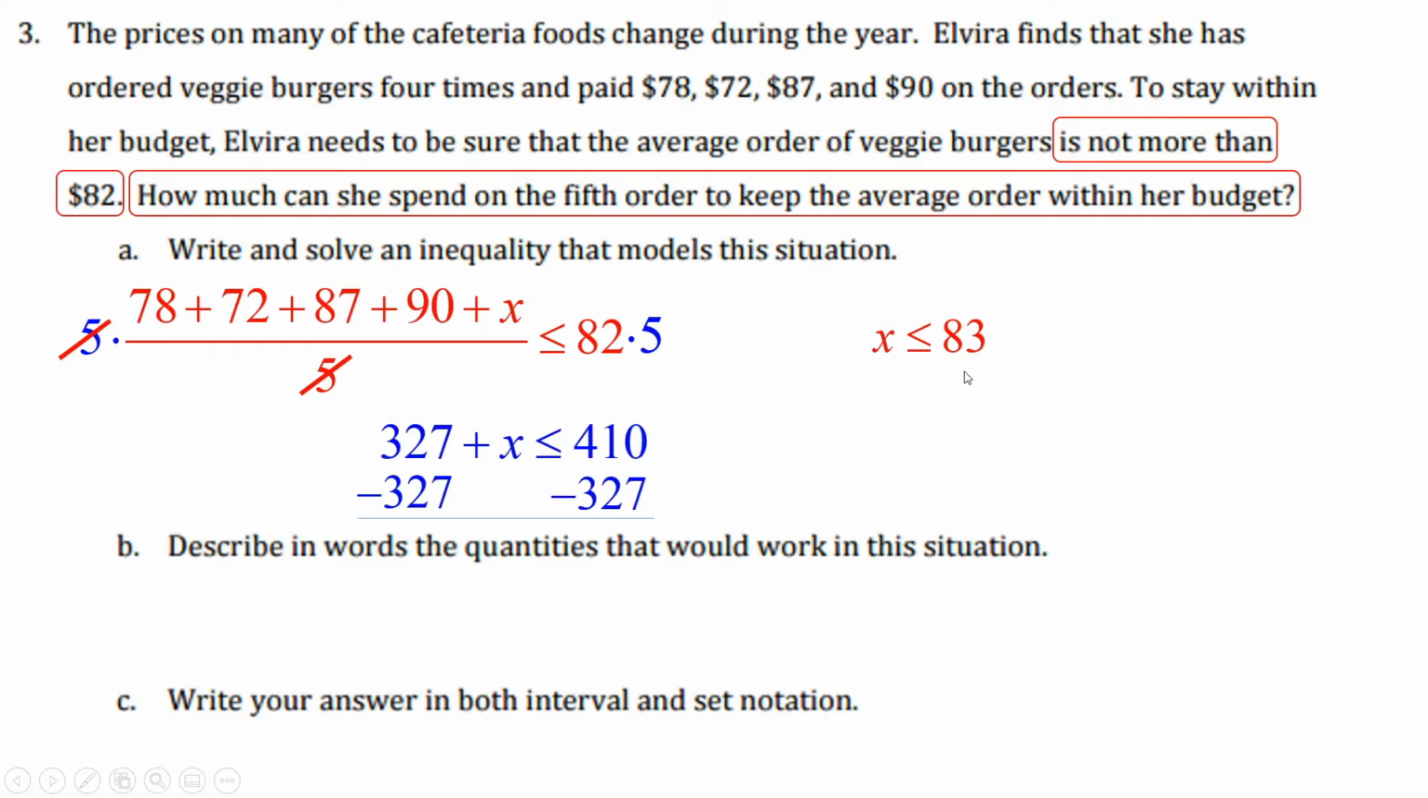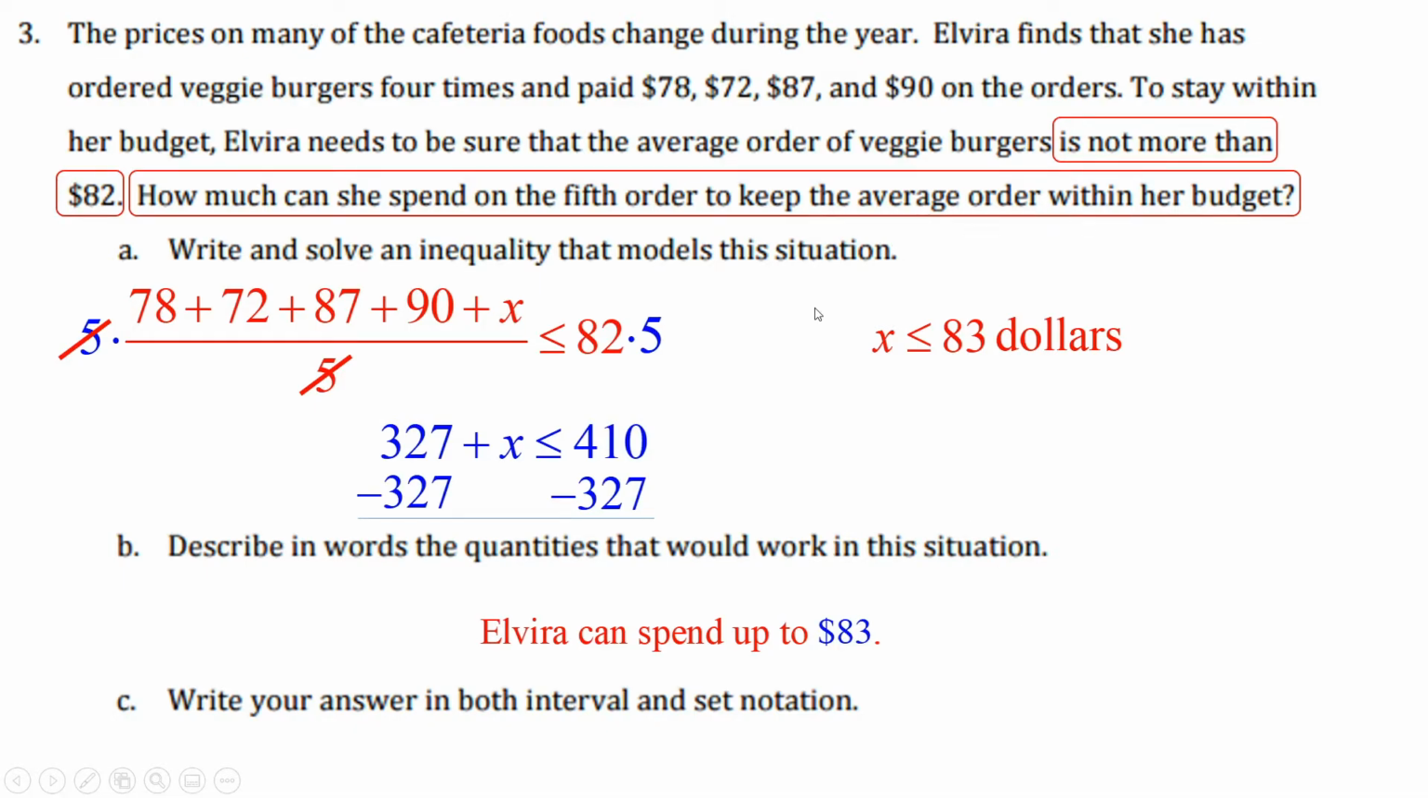All right, so how much can Elvira spend on the fifth order to keep the average order within her budget? She can spend up to and equal to $83. So I should say she has to spend less than or equal to $83. So describe in words the quantities that would work in this situation. So again, we could say that fifth order has to be less than or equal to $83. See what I did? Elvira can spend up to $83.